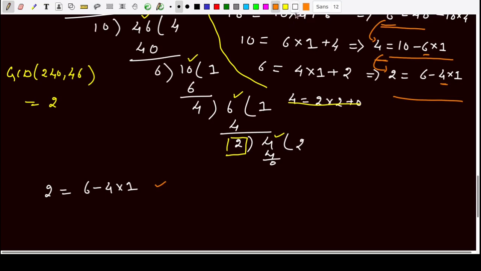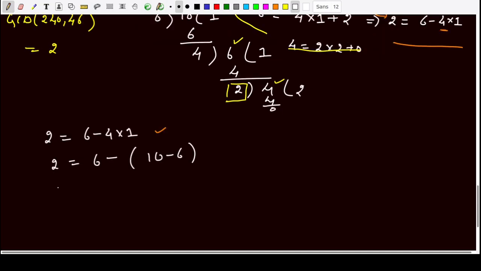So what will happen here? This will become 2 equals 6 minus 1 times (10 minus 6). Now let us rearrange this. So this is equal to 6 minus 10 plus 6, which we can write as 2 times 6 minus 10. I understand there is an urge to solve 6 plus 6 equals 12, but let us not do this.